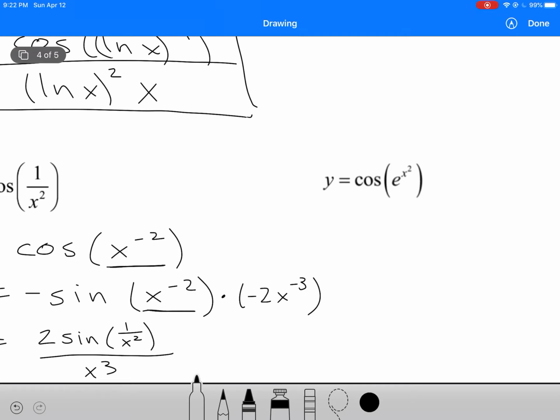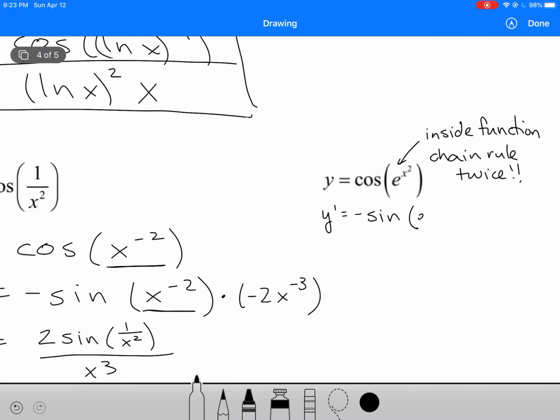Last example that we're going to do here is cos of e to the x squared. This is our inside function. And here again, we're going to have the chain rule twice. Okay, so we'll start on the outside and work our way in. So we've got y prime. We're going to take the derivative of the outside function, the cos, and leave our inside function the same.